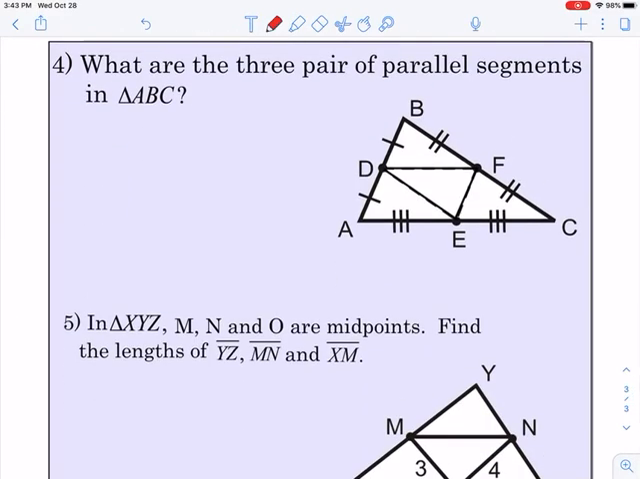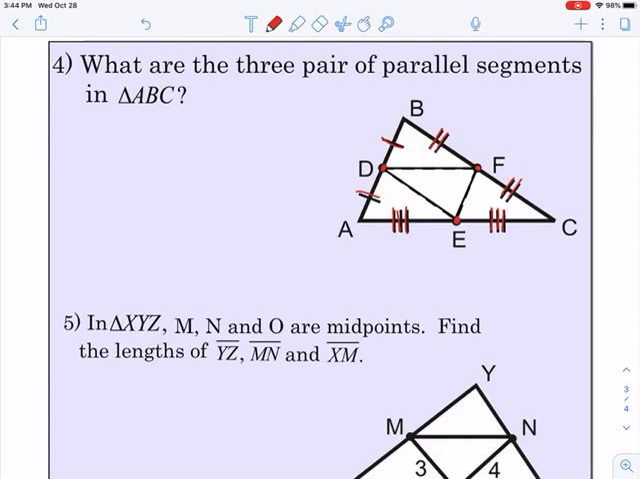Okay, what are the 3 pairs of parallel segments in triangle ABC? Again, you can see that you have the mid-segments. How do I know that? Because you have these hash marks that denote that each one of those pieces is congruent to the other piece. So all of these points are midpoints. And if those are midpoints, then the mid-segments are going to be parallel to the sides opposite.